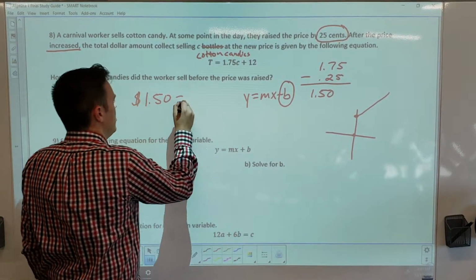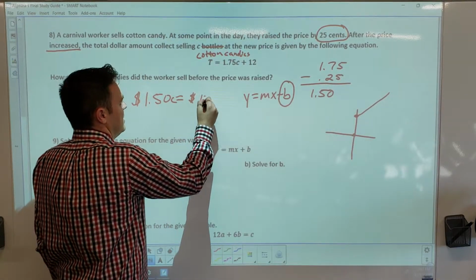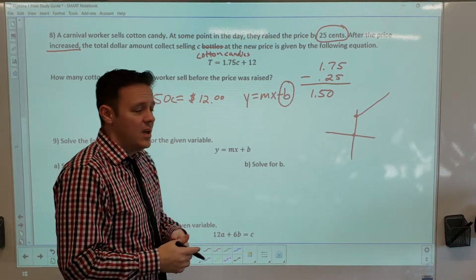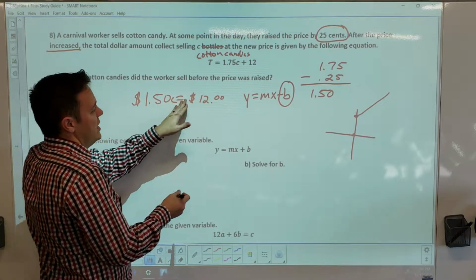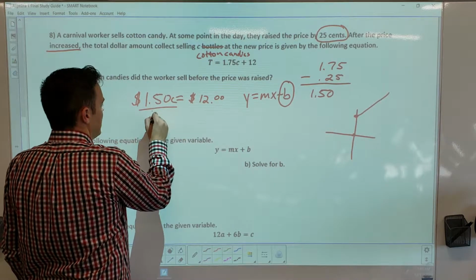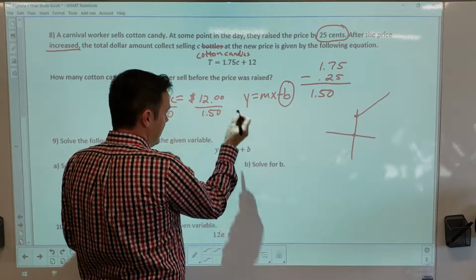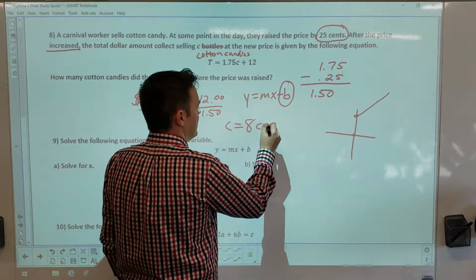So how would you write this down as a problem? This is your formula. So then the question becomes, how can you solve this equation of 1.50C equals 12? Divide both sides by $1.50. And then when you do that, ladies and gentlemen, C equals 8 cotton candies.